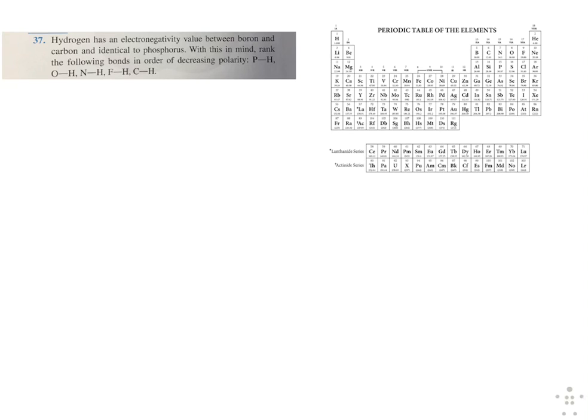All right, last problem. So we got 37. It says hydrogen has an electronegativity value between boron and carbon and identical to phosphorus. With this in mind, rank the following bonds in order of decreasing polarity. So decreasing polarity means we're going to put the biggest difference in electronegativity first, and we're going to end with the least.